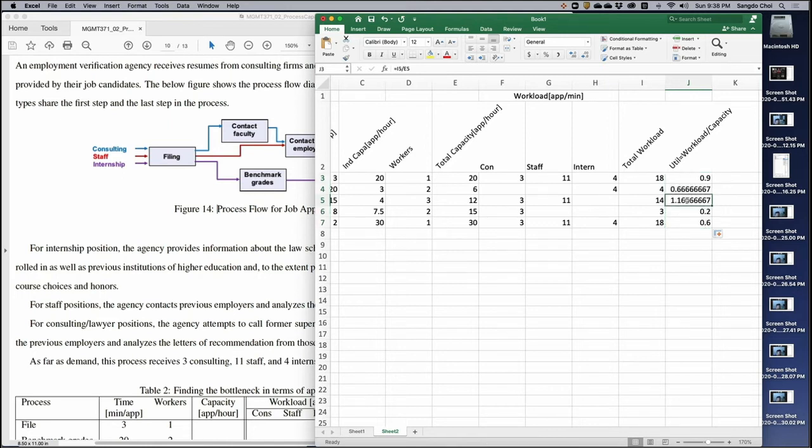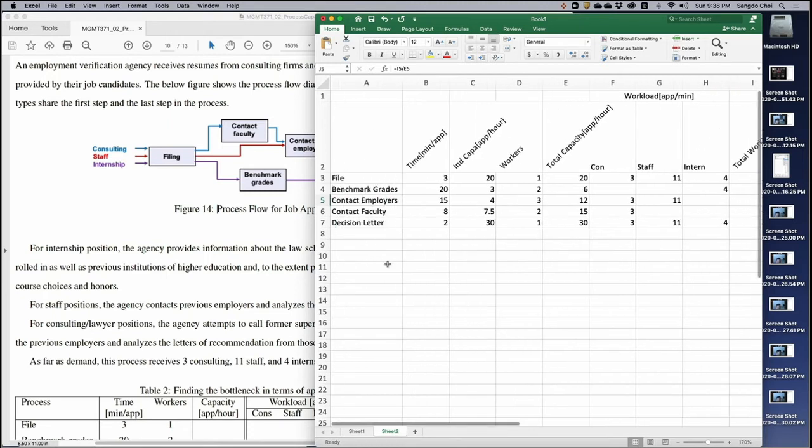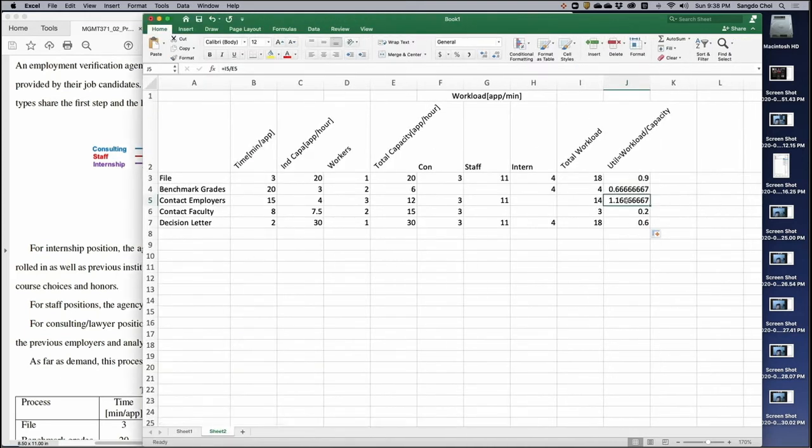Out of this, which resource has the highest utilization? Actually, contact employer. They have to work more than 100%, and 100% means they have to work overtime. They have the largest number of workers, but the processing is very long, so that's why their utilization is very high. Then what is the lowest utilization? Contact faculty: in this case, they work only 20% of their time, and 80% they can break.